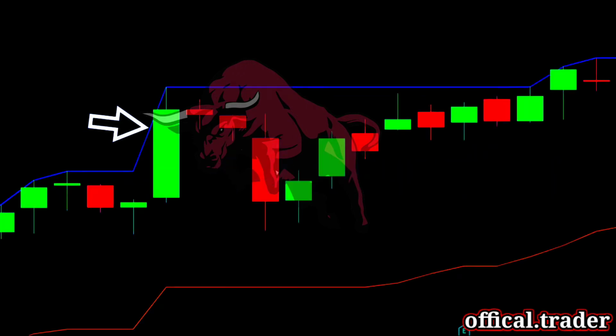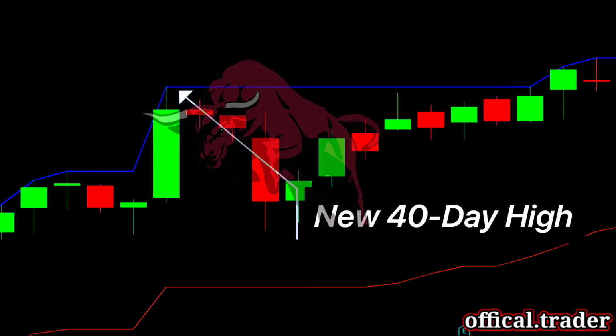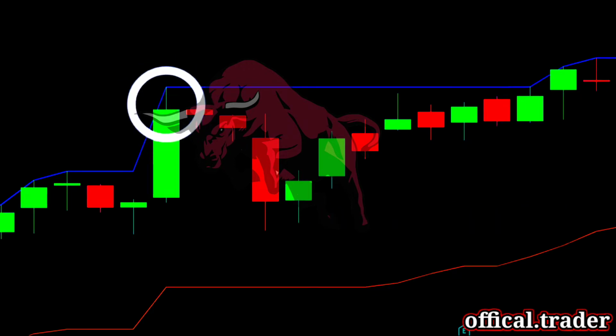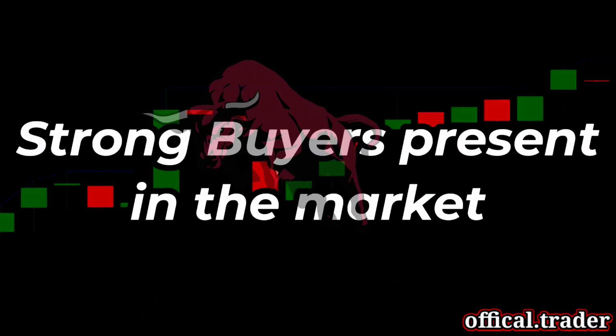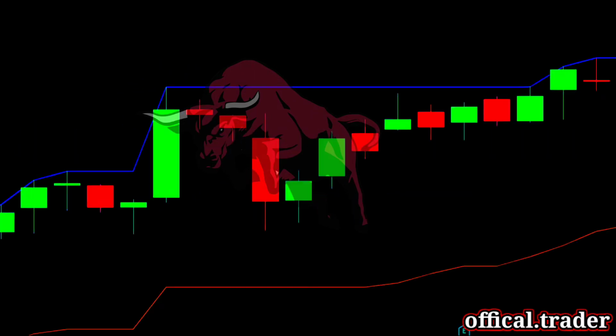So, whenever the price makes a new 40-day high, the upper boundary of the channel will rise. This shows us that the price has made a new 40-day high. When the price makes a new 40-day high, this indicates that there are strong buyers present in the market. The bullish sentiment in price will help us in achieving profits.